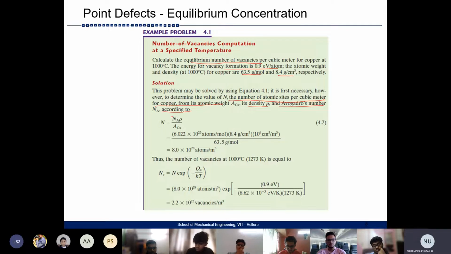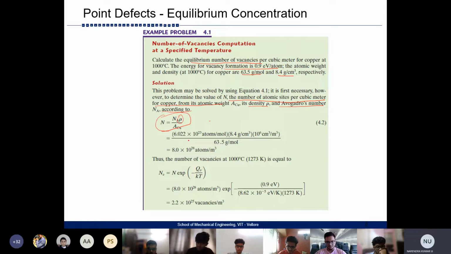So do you remember this equation? Yes or no? Should I show that equation again? Yes. So it is the density equation.